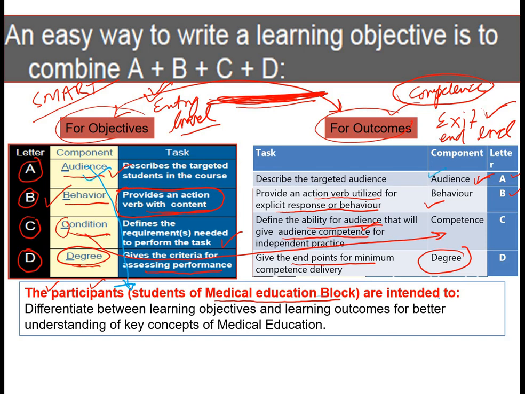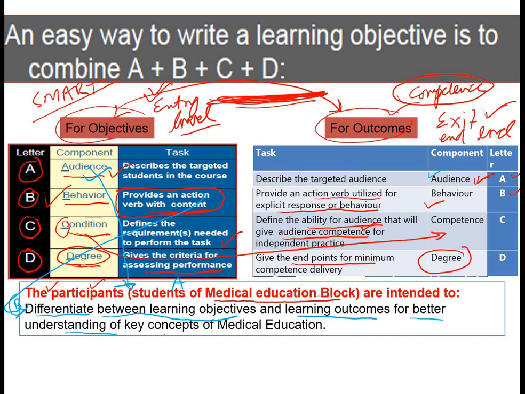Now, are intended to differentiate. Differentiate is the action verb. So you find A here, and you find the word B here. So the students of the medical education block are intended to differentiate between learning objective and learning outcome. The student shall differentiate between learning objective and learning outcome. Now this describes your behavior, differentiate between learning objective and learning outcome, but to which degree?